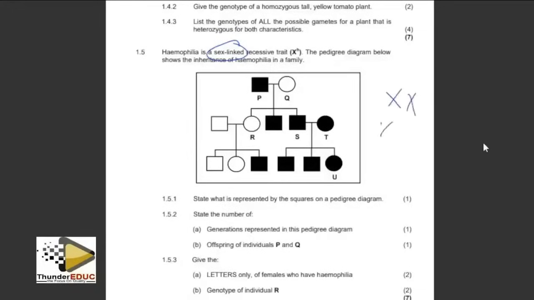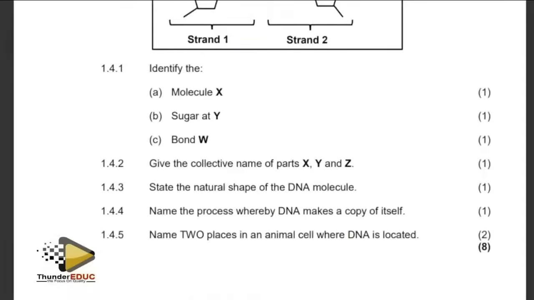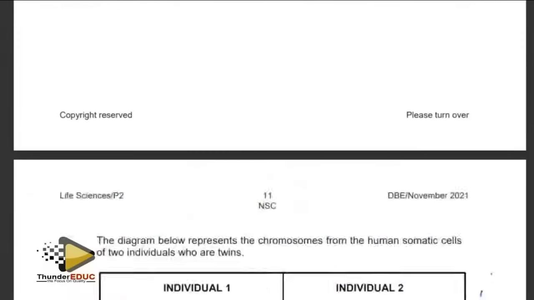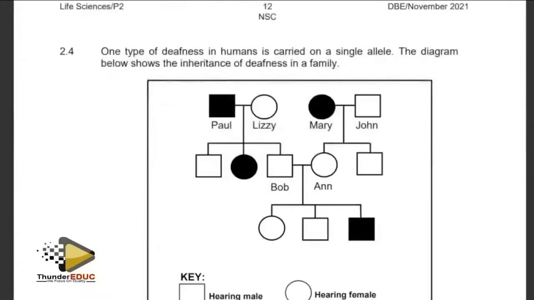Please, if they don't say it is sex-linked in the exam, don't use X and Y. You're going to get it wrong. Don't use X and Y if it is not mentioned in the question. So here it is mentioned, sex-linked. Or sometimes they don't say sex-linked. They say that for hemophilia, the gene is carried on the X chromosome. Still, that is sex-linked. If it is not mentioned, please don't even bother. Don't even waste your time. Let me show you here.